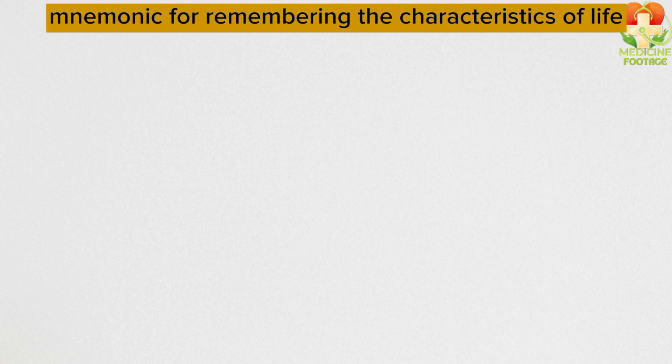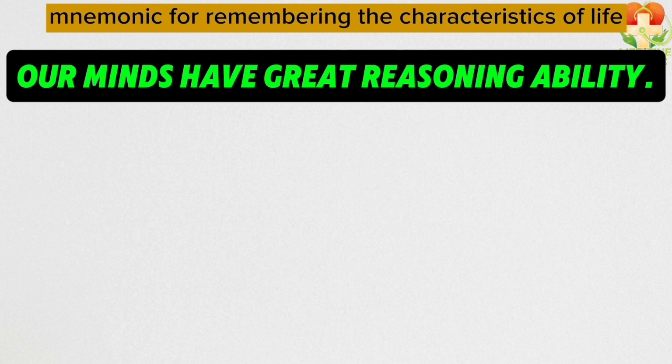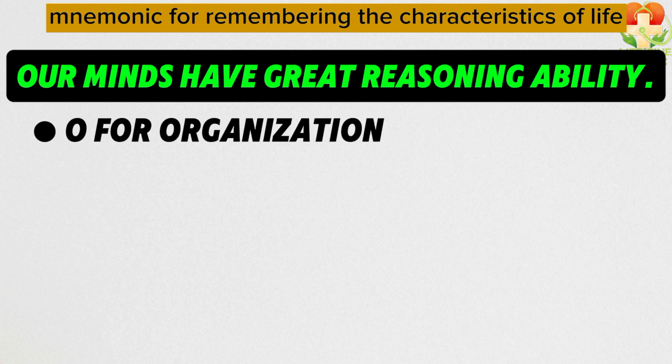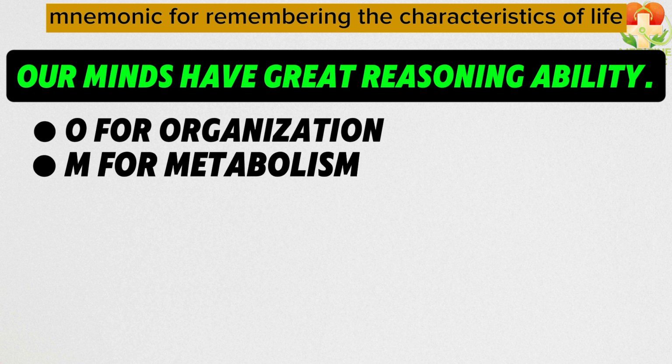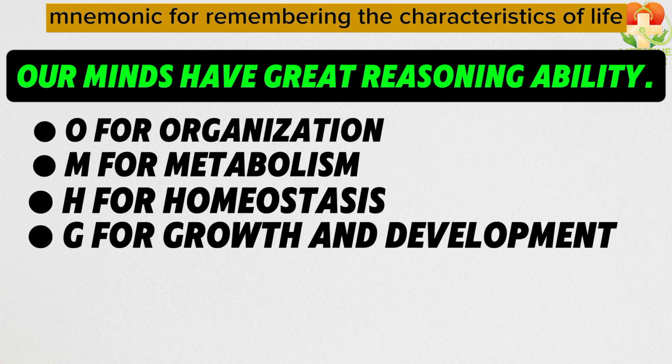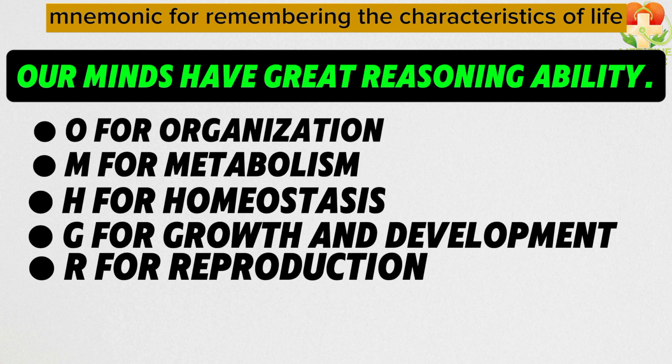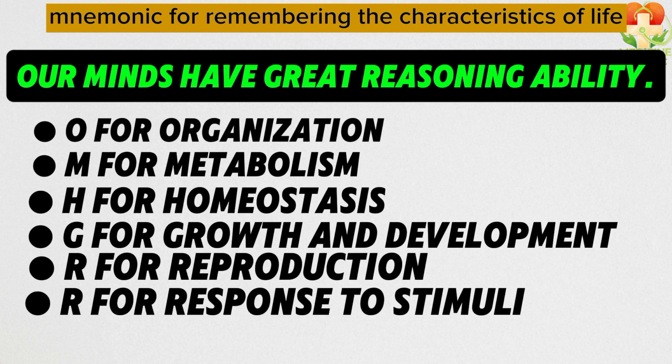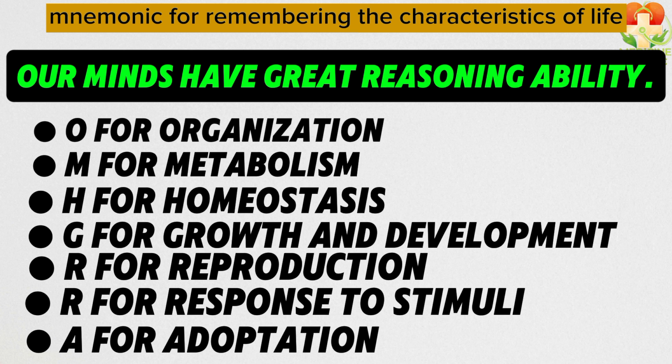Before proceeding, here's a simple mnemonic to help you remember these 7 characteristics of life. Our minds have great reasoning ability. O for organization, M for metabolism, H for homeostasis, G for growth and development, R for reproduction, R for response to stimuli, A for adaptation.